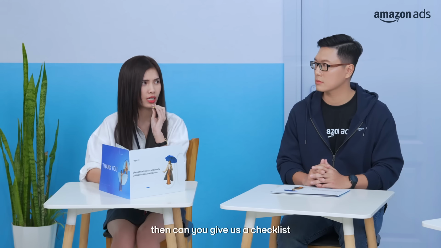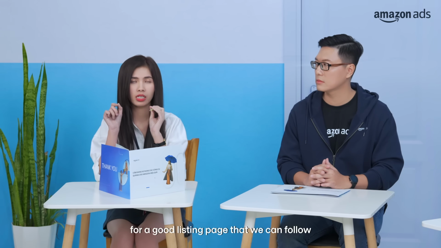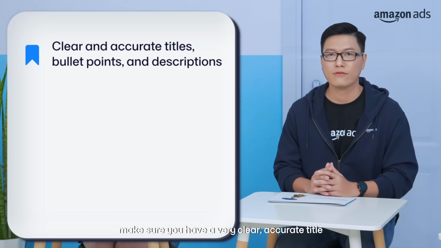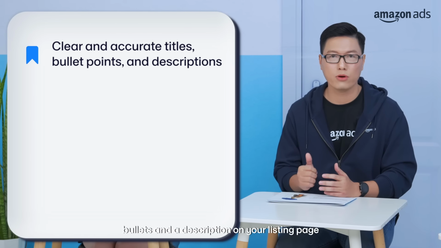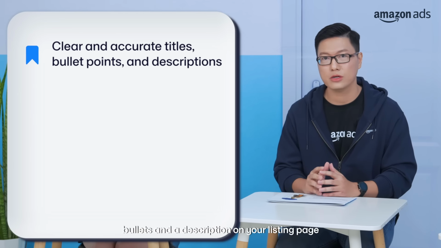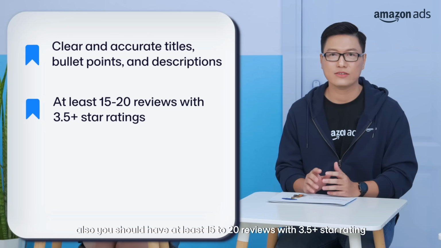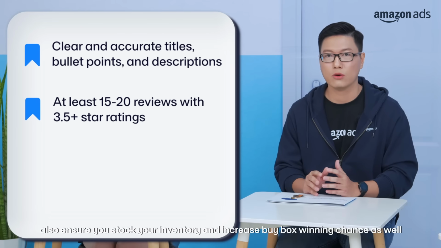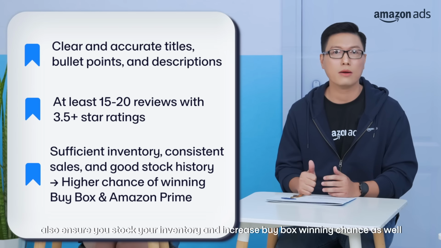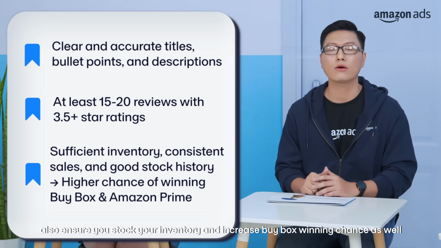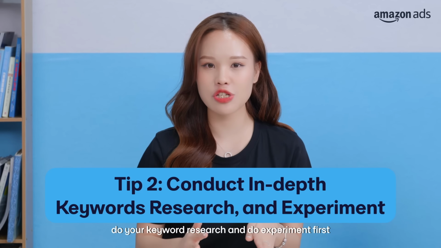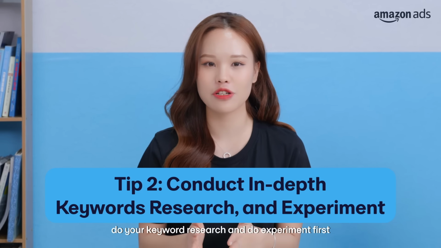Then can you give us a checklist for a good listing page that we can follow? Yes, here we go. Make sure you have a very clear and accurate title, bullet list, and description on your listing page. Also, you should have at least 15 to 20 reviews with a 3.5 plus star rating. Also, ensure your stock, Amazon brand, and buy box availability as well. Now let's talk about the second tip. Do your keyword research and do experimentation first.